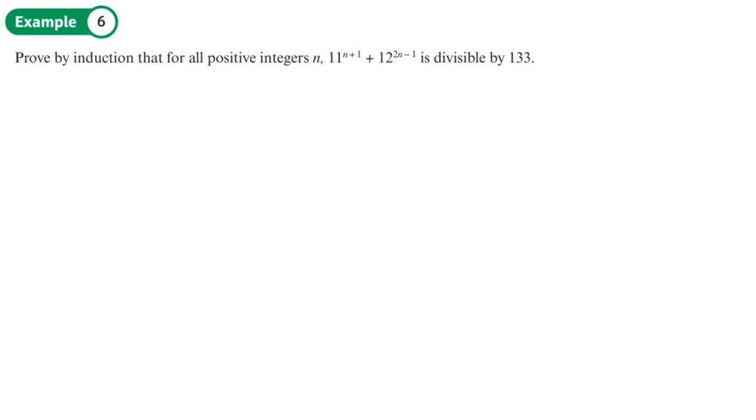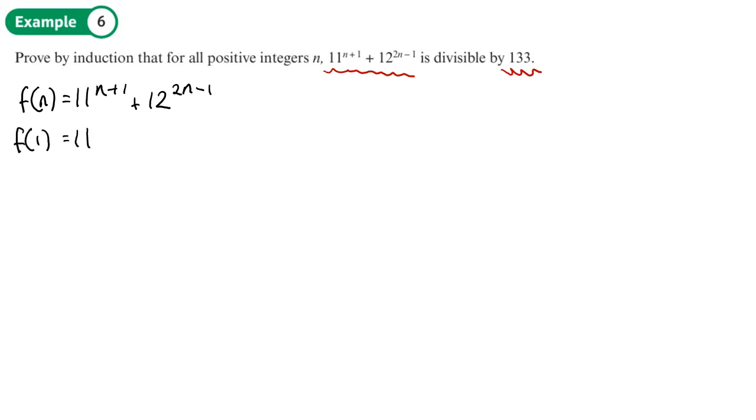Another one here. I want to prove that this statement for all positive integers is divisible by 133. Right. So start off, before our basis step, sorry, f of n is 11 to the power n plus 1 plus 12 to the power 2n minus 1. So in our basis step, we do f of 1. So it's 11 to the power 1 plus 1 plus 12 to the power 2 times 1 minus 1.